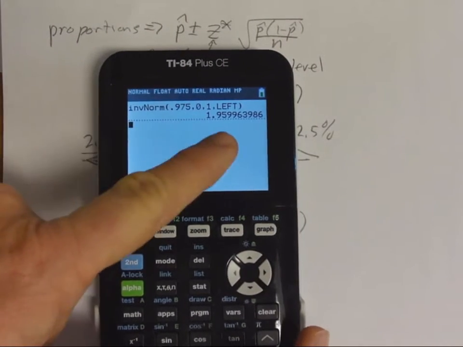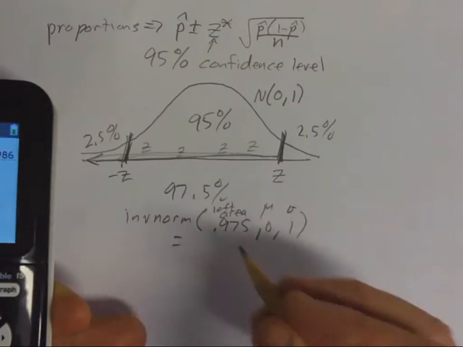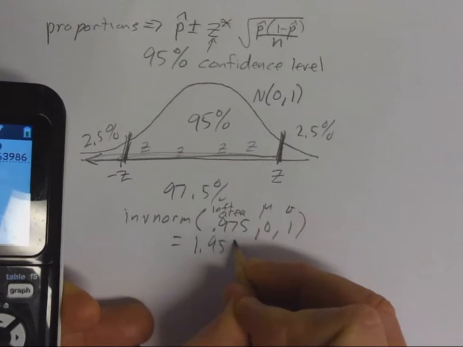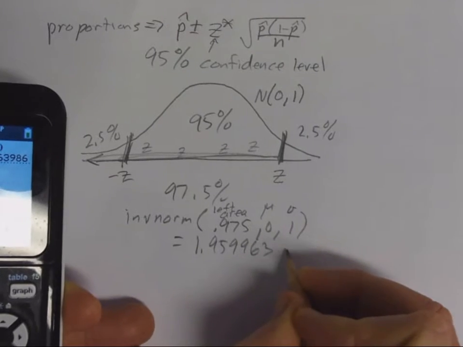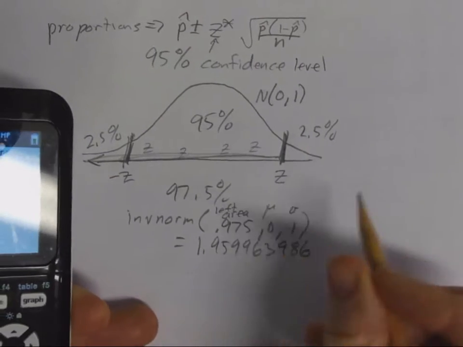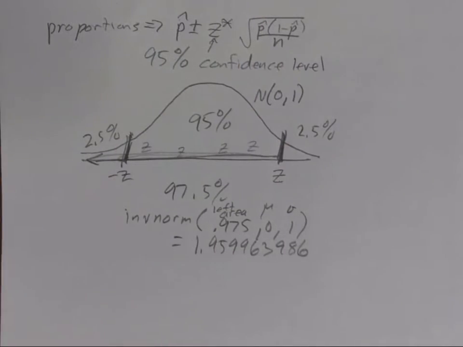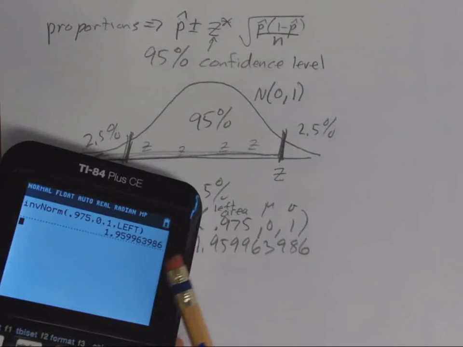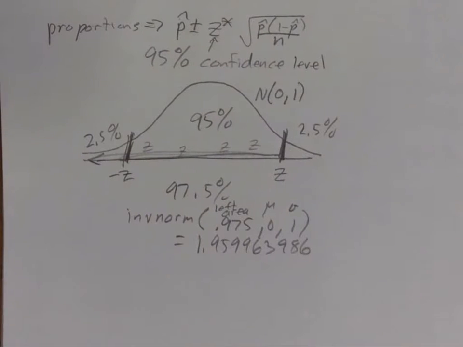And so it gives us a more exact value, 1.959963986. So if you want to be really accurate with your confidence interval and with your margin of error, you could use this value in your calculator and be more accurate.